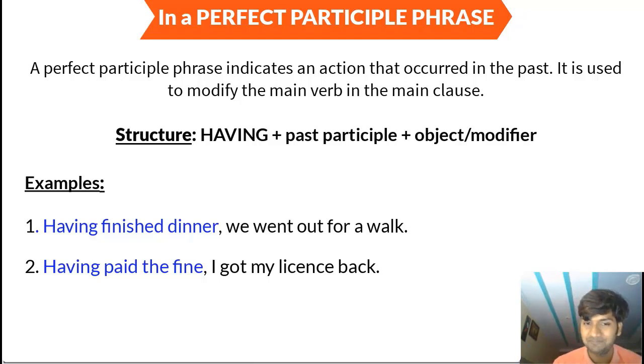Now understand this. The action in the perfect participle phrase is done by the subject of the main clause, right? Having finished dinner, who did that? We, right? Having paid the fine, who paid the fine? I. So the subject of the main clause and the subject of the perfect participle phrase has to be the same person. All right, this is something you have to understand.